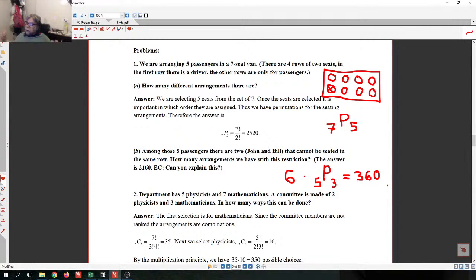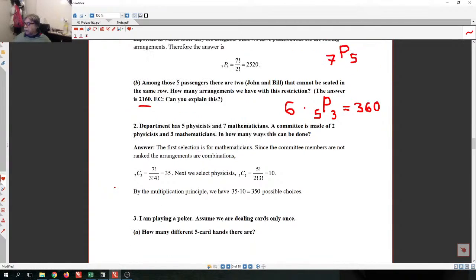Okay, so the total number of arrangements in which these 2 guys are not sitting in the same row is 2,160, and I get that number by simply subtracting this ineligible sitting arrangement from the total number of sitting arrangements, which is 2,520. 2,520 minus 360 is 2,160. Okay, so we have that.